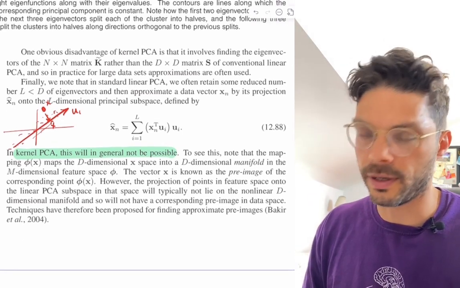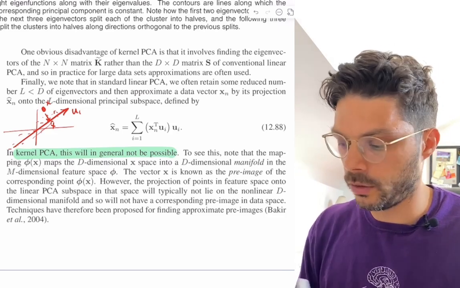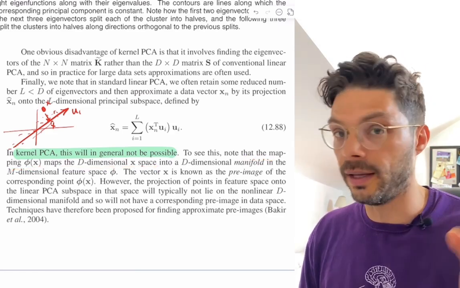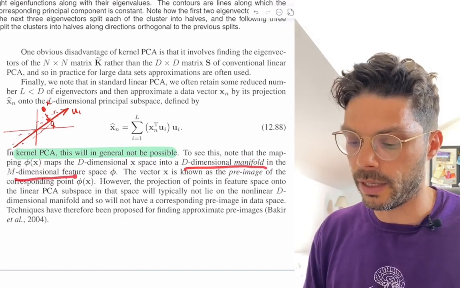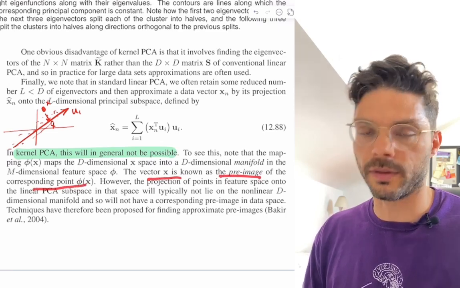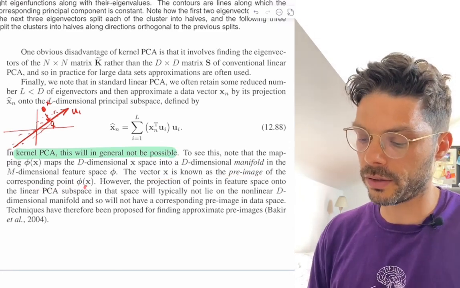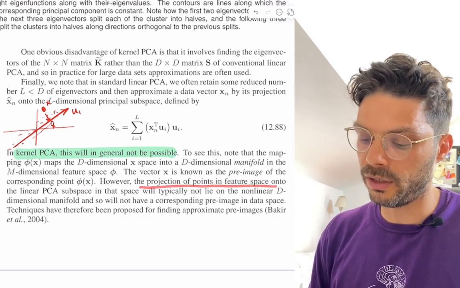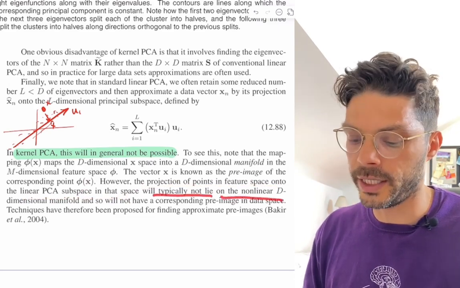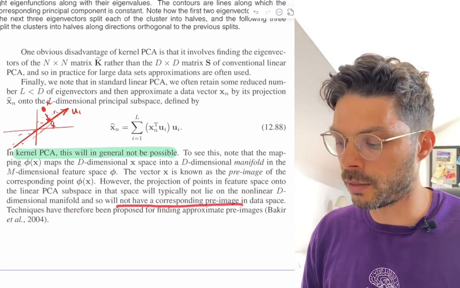Let's go through it, and I'll try to draw a picture for you. To see this, note that the mapping phi of x maps a d-dimensional x space into a still d-dimensional manifold in the M-dimensional feature space. The vector x is known as the pre-image of the corresponding point, a fancy way of saying the inverse under phi of phi of x. However, the projection of points in feature space onto the linear PCA subspace will typically not lie on the nonlinear d-dimensional manifold that describes your data, and so will not have a corresponding pre-image in the data space.